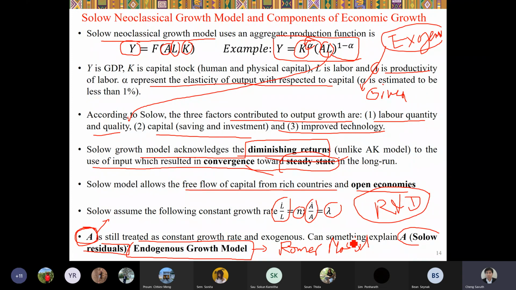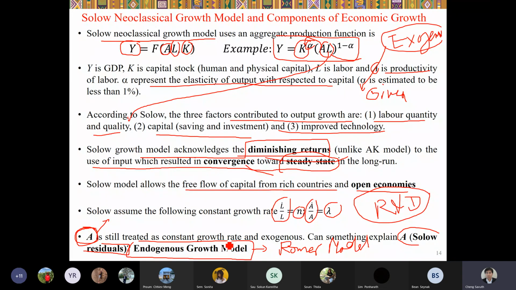And according to Romer, education can be used to explain why some countries have better technology than others, because they have better human capital, they have better education. So that's why Romer tried to explain the technology by using human capital. Okay, that's the difference between the exogenous and endogenous.